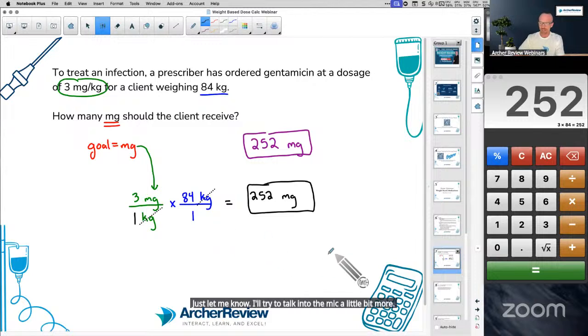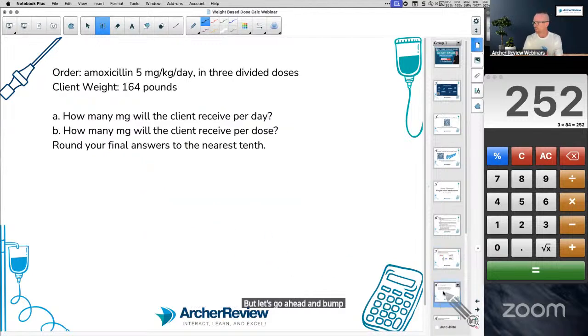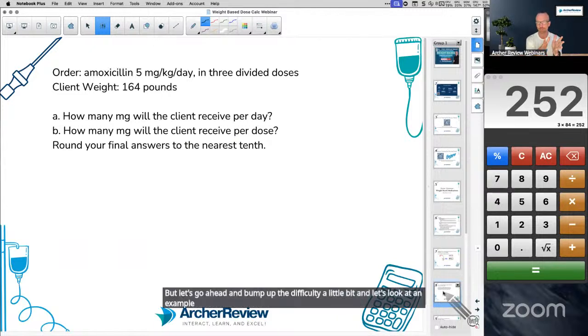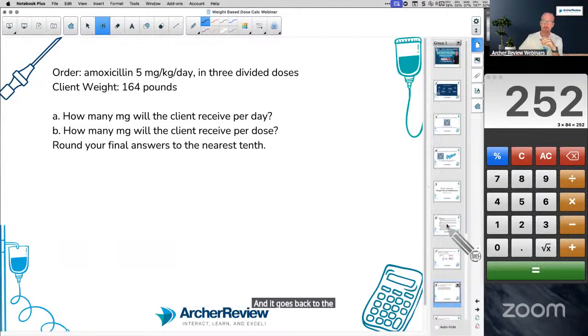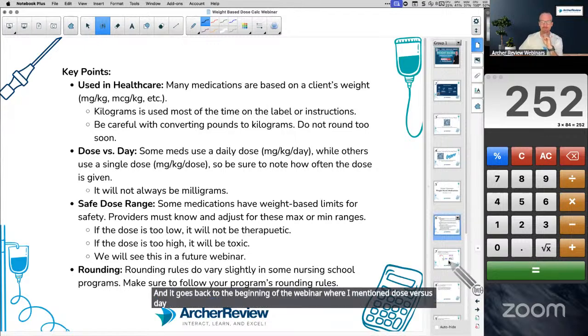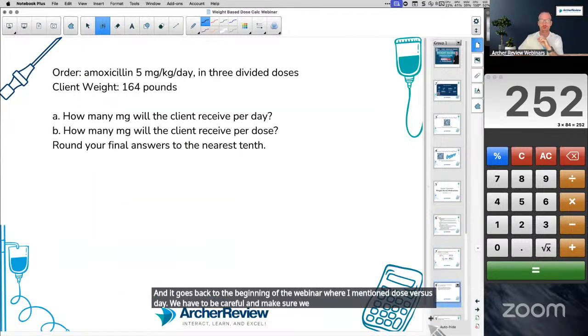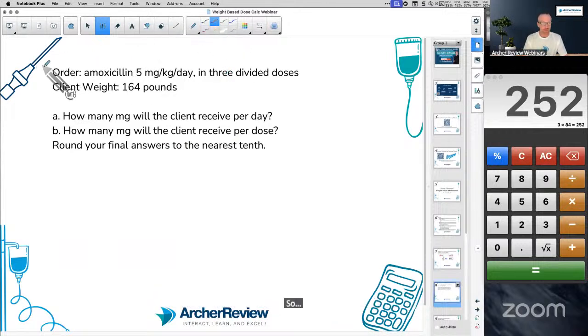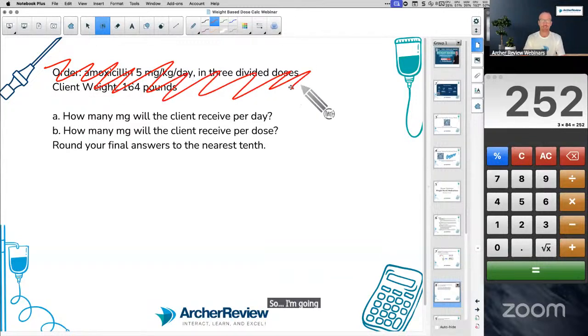But let's go ahead and bump up the difficulty a little bit. And let's look at an example where we actually have two different questions. And it goes back to the beginning of the webinar where I mentioned dose versus day. We have to be careful and make sure we pay attention to whether it's dose or day. I'm going to skip all of that for right now, and I'm going to jump to my first question.